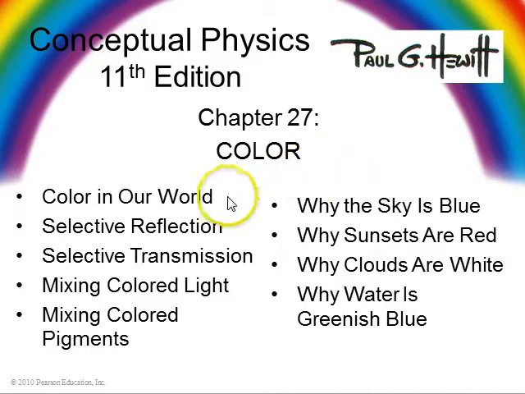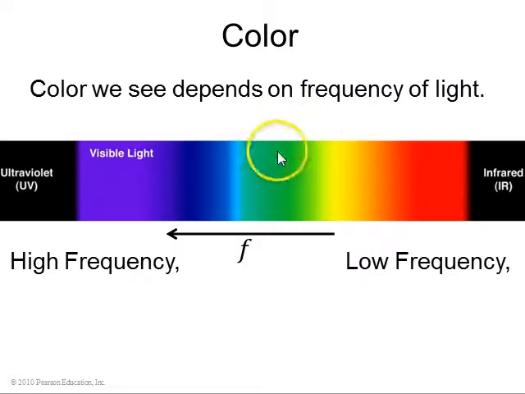Okay, so today's chapter is all about color. Color that we see depends on the frequency of the light. So here I show light increasing in frequency from red up through yellow, green, blue, and violet being the highest frequency. If the frequency of light is lower than red, then we can't see it. It's not really light. It just looks black.